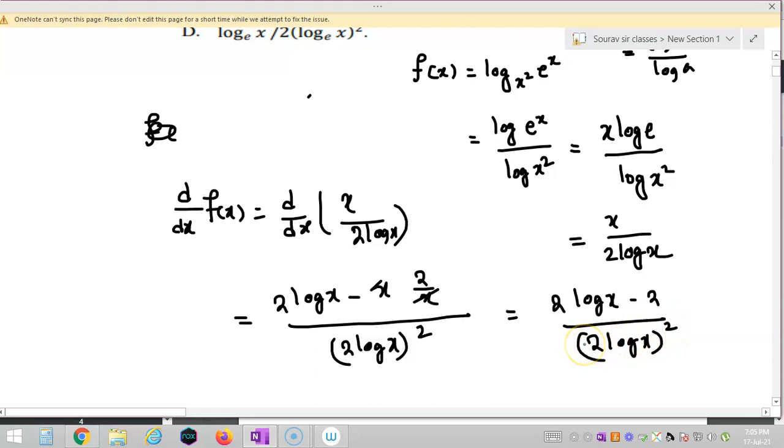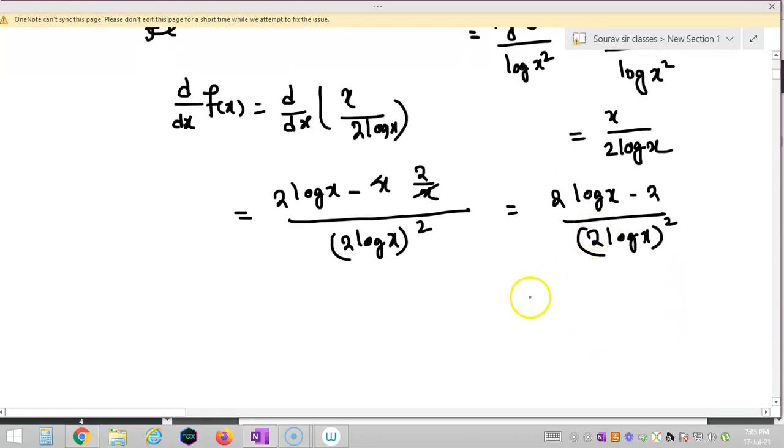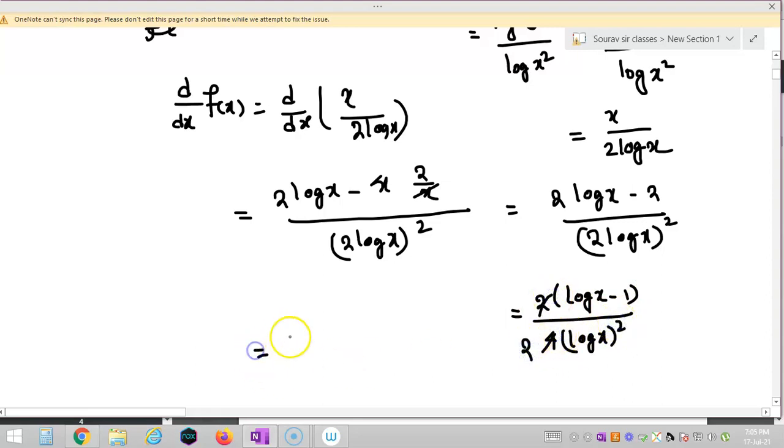students? So I can take 2 common from the numerator. I can write 2 into log x minus 1 by 4 log x is whole square, right students? So it will be log x minus 1 by 2 log x is whole square, right students? So this is the answer.